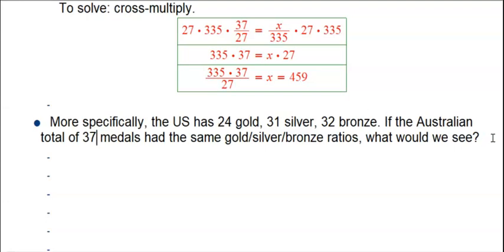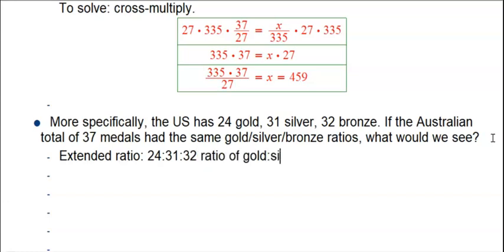And then we can compare it to what the Australians do to see if the Australians are still awesome or not. And what we call this is an extended ratio. This is where the notation of having colons is very useful. We'd say it's a 24 to 31 to 32 ratio of gold to silver to bronze. And that means we're taking those from the actual numbers of gold, silver, and bronze. But what we're going to say is, what are other triples of numbers that are in the same relative ratios of the three numbers, but not necessarily exactly those same numbers.